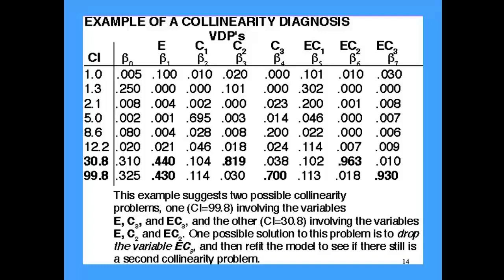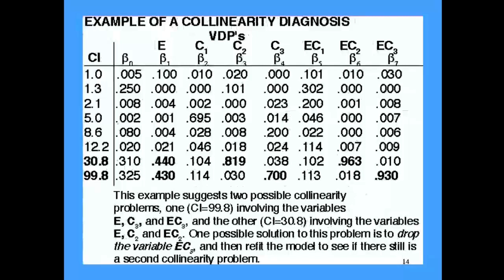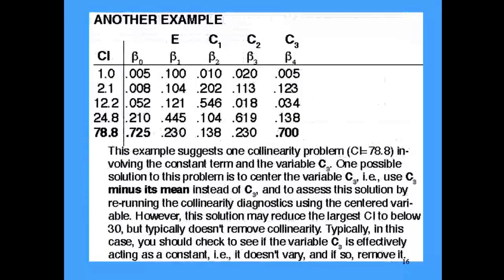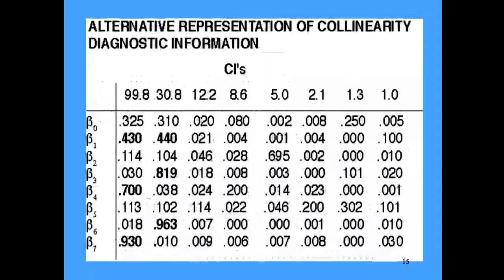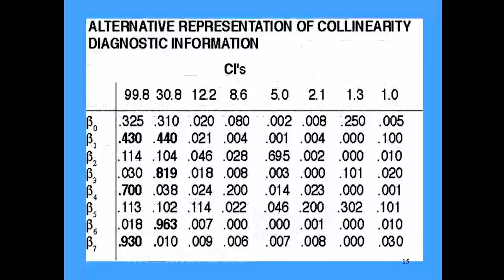Okay, now, a couple of other things. There's a lot of other things here. Now, look at this table. Look at this table and compare it to this table. This is like an eye exam. This table, this table. Remember that? Okay. This one, and this one. What's the difference between these two tables? I've just rotated it, right? I've rotated it. So the 99.8 and the 30.8 are now on the rows, and the VDPs are sort of reversed. It's a mirror image, okay?